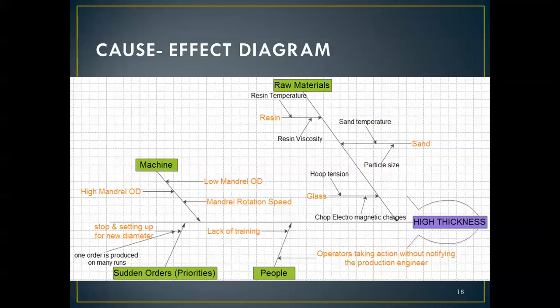The people themselves, as I said, when they deal with thickness variation cases, many times they don't know what to add and what to reduce as raw materials. So we need to train them on how to deal with such situations, and to instruct the operators to inform the production engineer before taking any action.